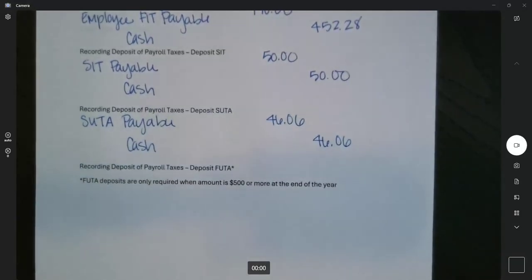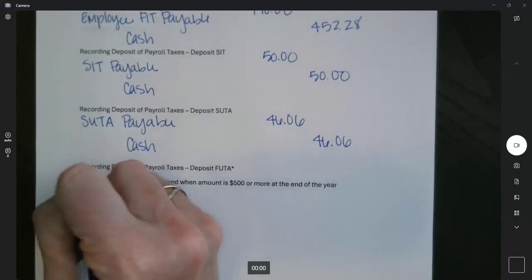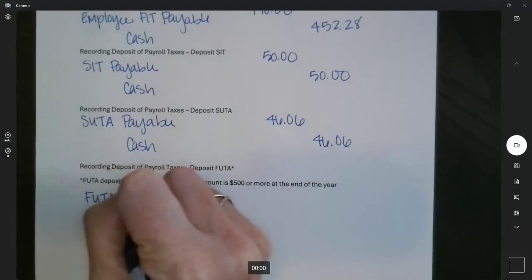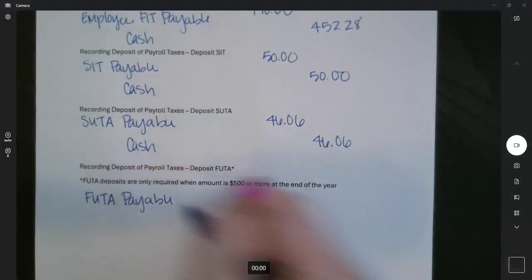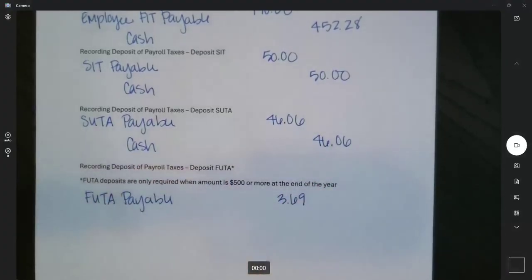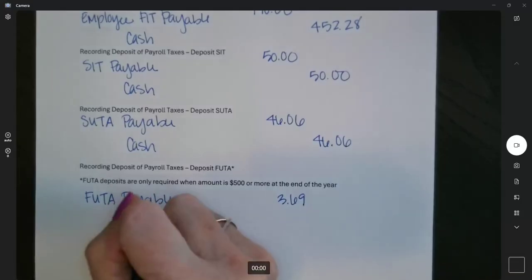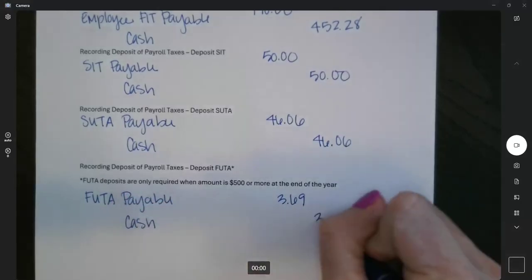Last one, where we're recording the deposit of payroll taxes is FUTA. Now, in general, FUTA deposits are only required when the amount is $500 or more at the end of the year. But for the sake of knowing what the journal entry looks like, we're going to go ahead and do it. We're going to be debiting FUTA payable. It's only $369. We wouldn't normally be depositing this amount. And we're going to credit cash $369.